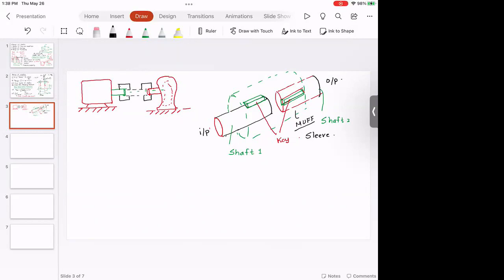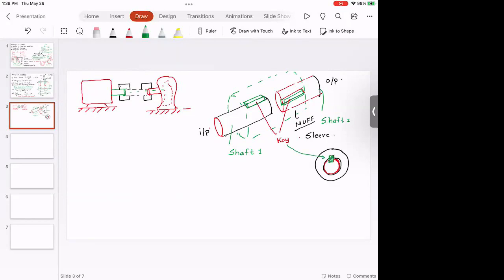So if you look at it in the front view, this muff would be something like this. There will be a shaft, and this will actually be sort of fitted inside. And then here there is going to be a key. So this is the key.